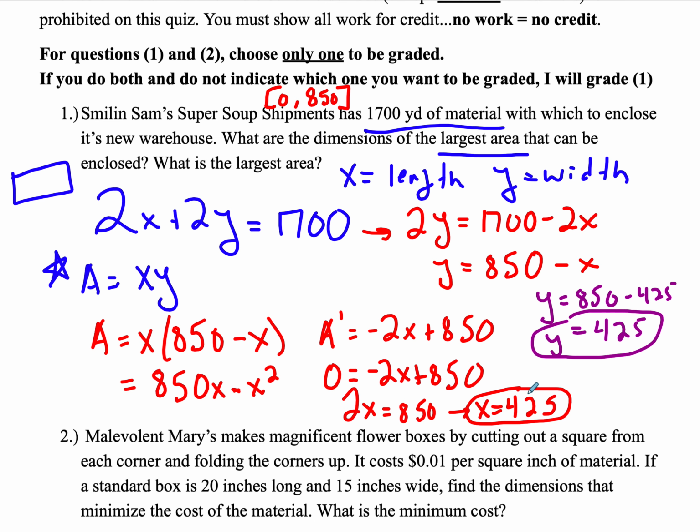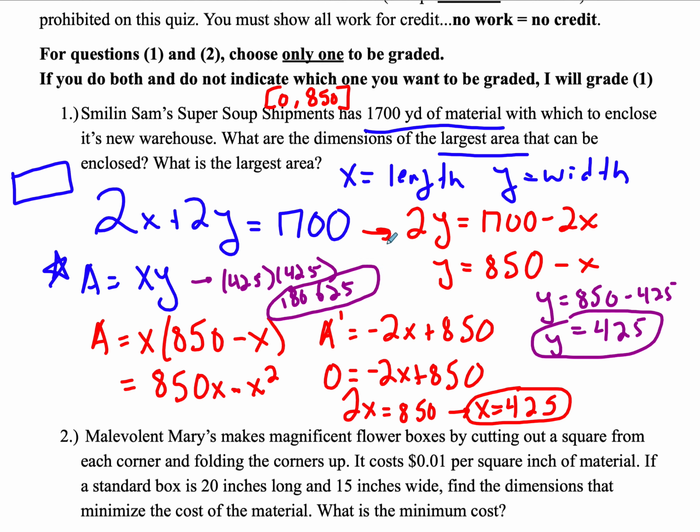And if you want to know what the actual maximum area is, what you would do is take those dimensions and plug them back into the area and calculate. Okay, so that would be 425 times 425, and I'm going to use my calculator here. And I get 180,625. Now this is partially why you were allowed to use a calculator.